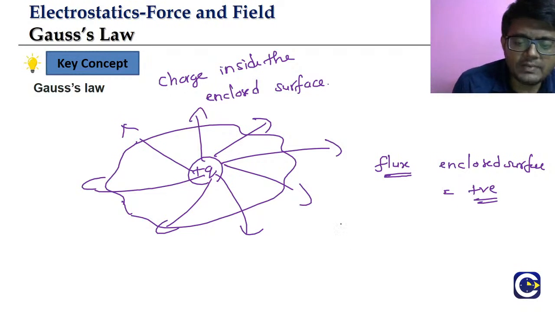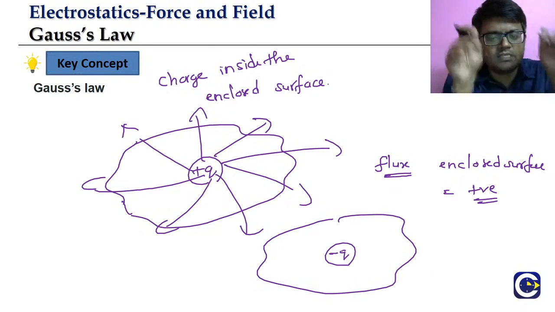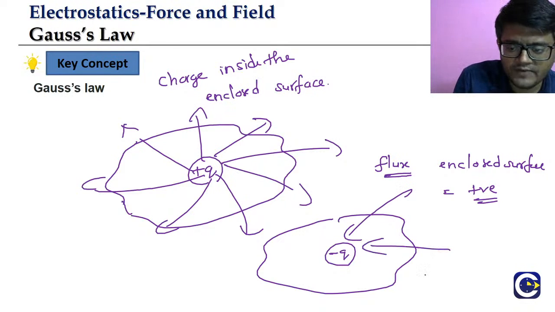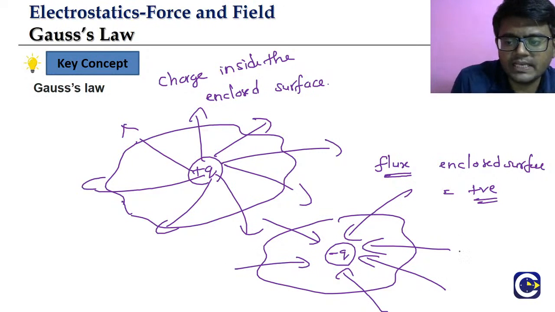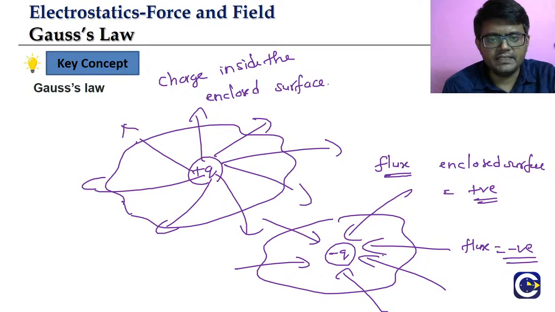Okay. Otherwise, if there is, for example, an enclosed surface and inside the enclosed surface we keep a negative charge, then what happens? All the field lines will be just entering into that surface. So again here the flux will be coming as negative, because from wherever you see, the flux will be negative.